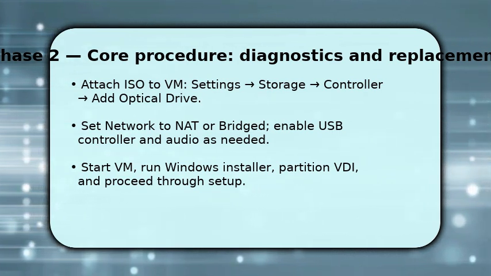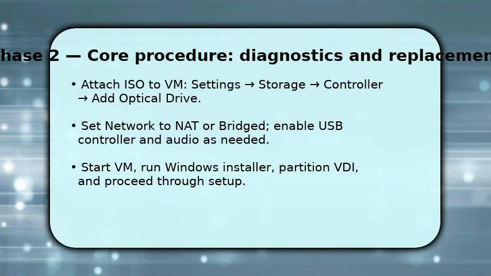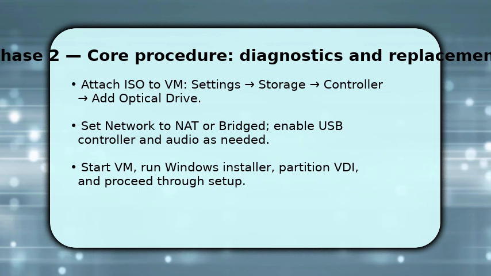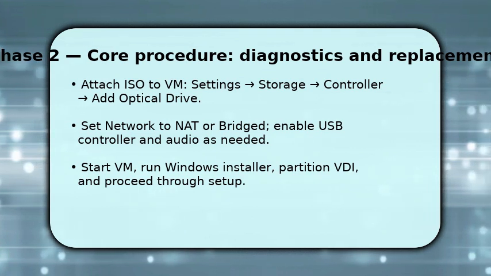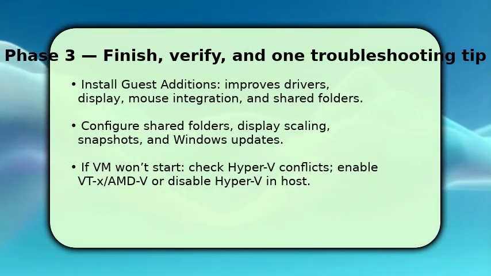Start the VM, follow the Windows installer, create the desired partition on the VDI, and complete the standard setup steps. Make sure to install guest editions after the first login for better integration. You finish by installing guest editions to gain drivers, seamless mouse capture, and shared folder support.